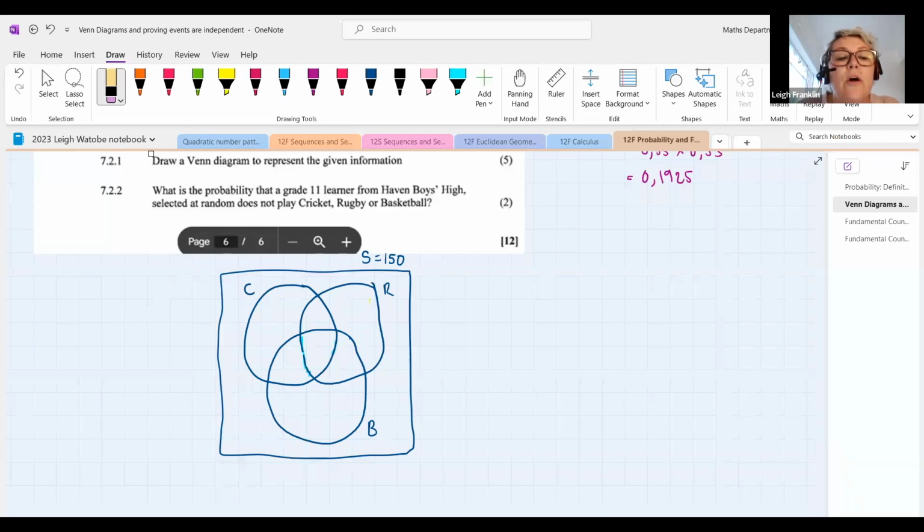And last question, what would I do if there were grade 11 students who did not play either rugby or cricket or basketball? Where would I put them?